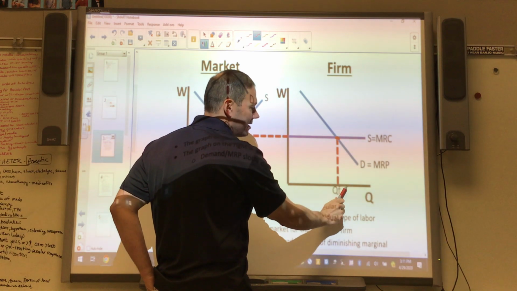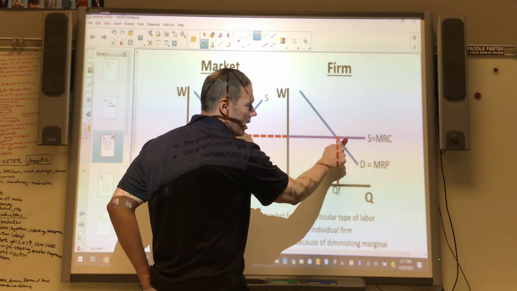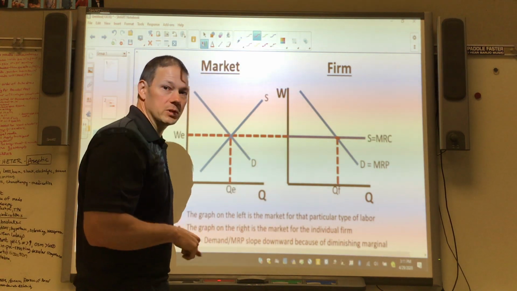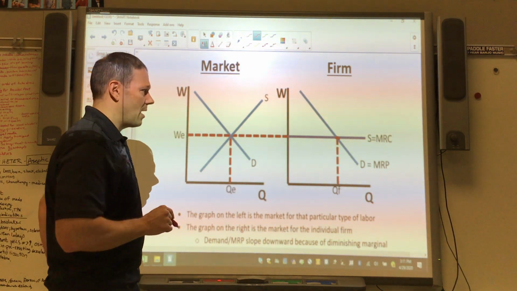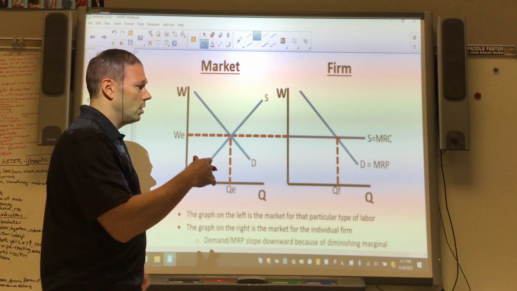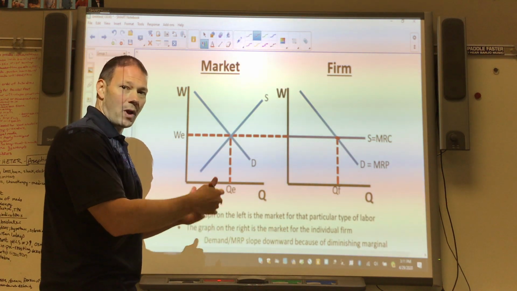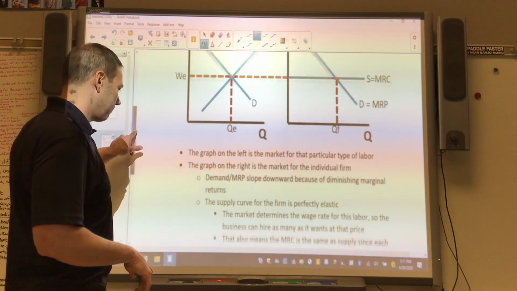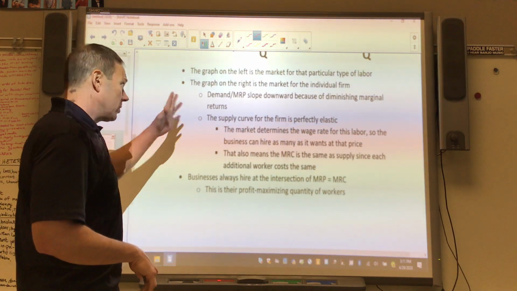If I hired one additional worker, the cost would be greater than what they bring in, and I would be losing money. My profit would start to decline, and I stop at that point. So as long as the additional revenue they bring in is greater than the additional cost, you keep hiring. As soon as they flip, that's when you stop. Okay? So that's pretty simple.